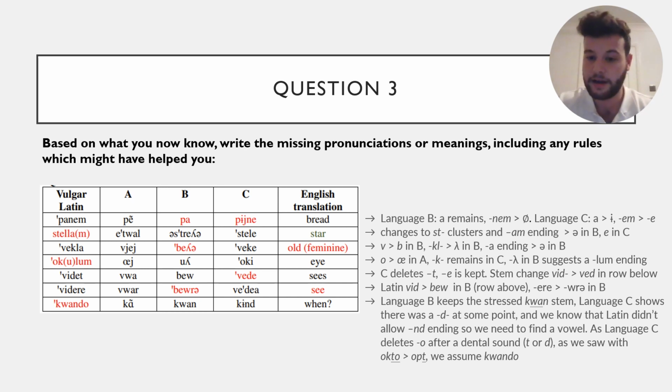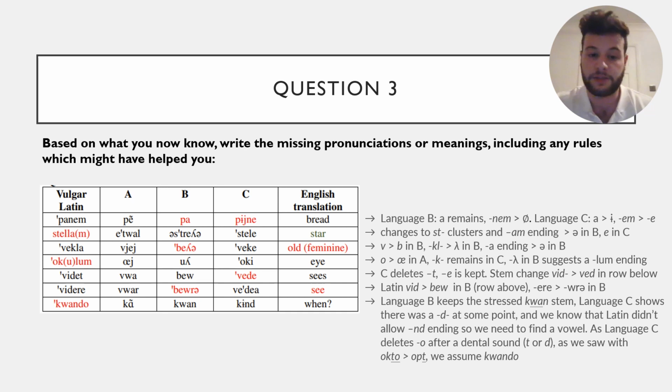As for the ending, I knew that this language B would be the hint here. This lambda and schwa normally signals an am ending. If you go back to our very first set of information, you could see that the am endings translate to a schwa and the lambda in language B.